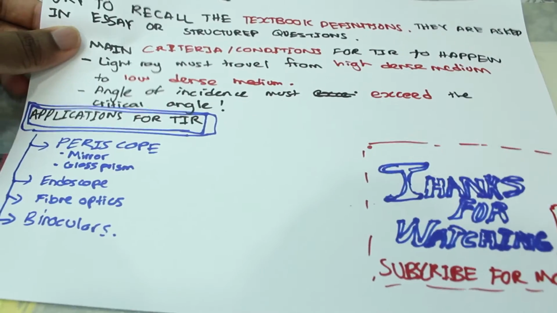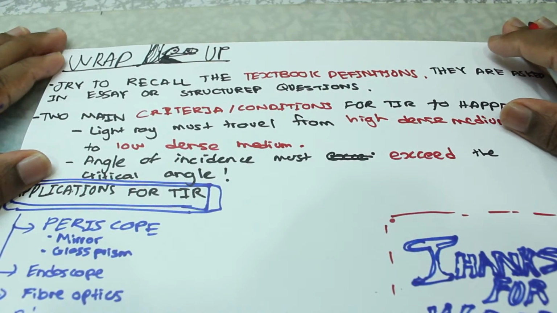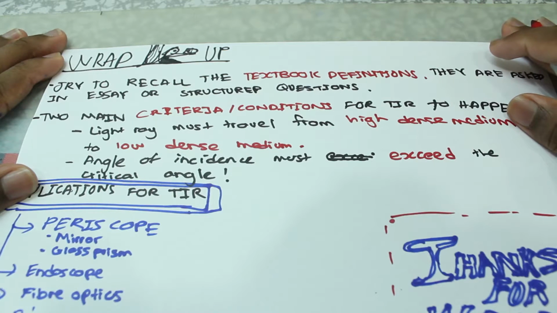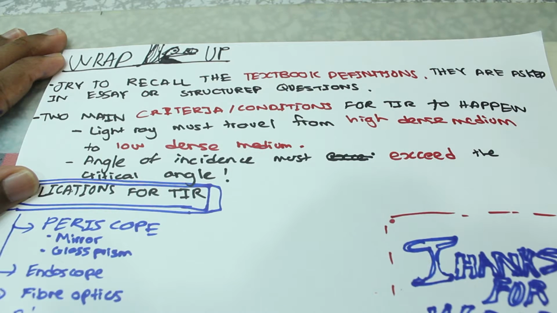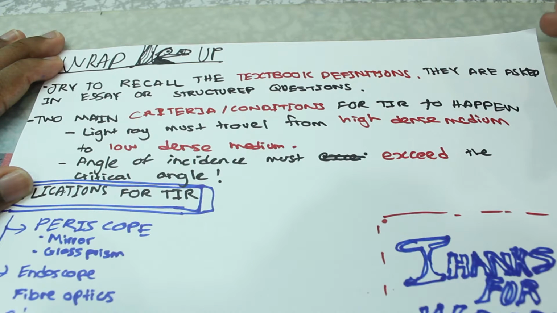Okay, now on to the final part, or I should call it the wrap up. So now you should try to recall the textbook definitions. They are asked frequently in essay and structured questions, okay? So you should slowly try to remember. Don't memorize everything at one shot, just understand it for now. You can memorize when the exam is close if you are forgetful. If you're not forgetful, you can just try to remember now itself, because that saves time later.